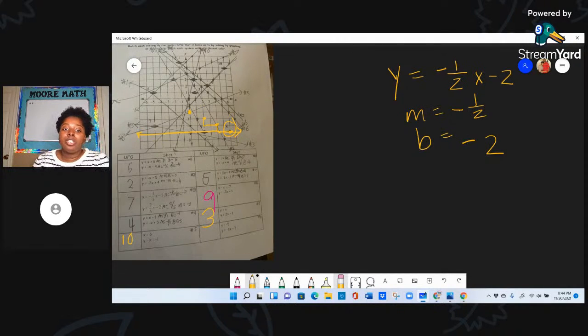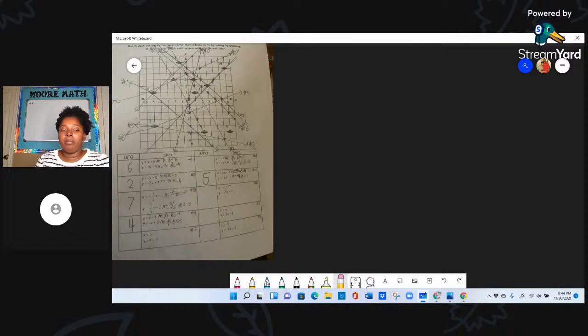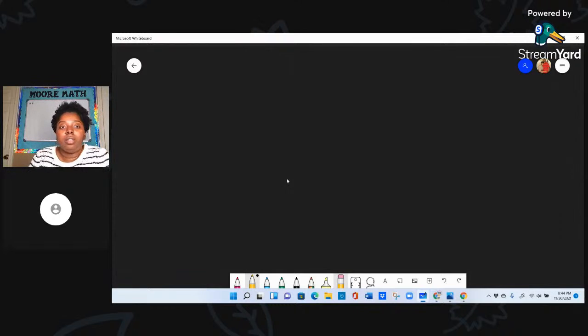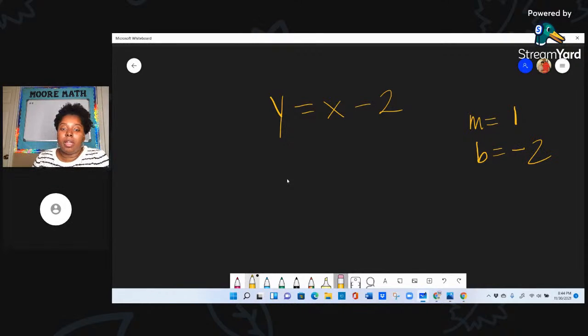Excellent. I'm going to give you a couple more problems. You don't have to graph anything. I just want to make sure you're able to identify the slope and the y-intercept. Here we are. What's the slope? 1. Good. And what's the y-intercept? -2. Excellent.